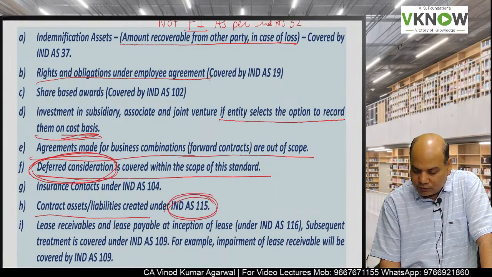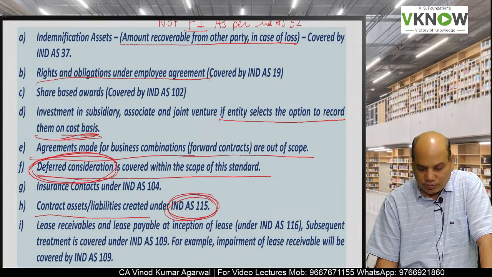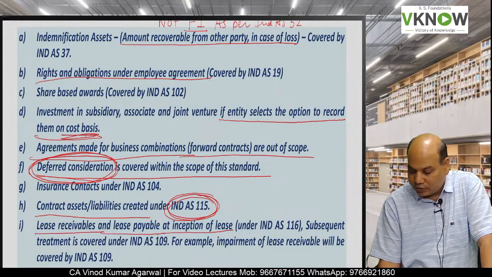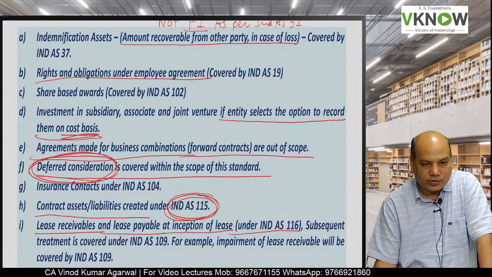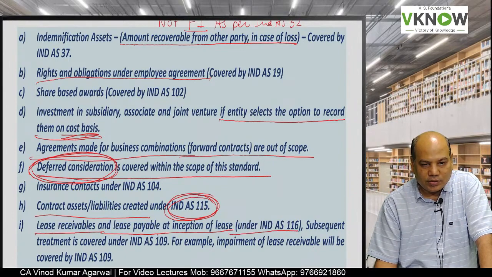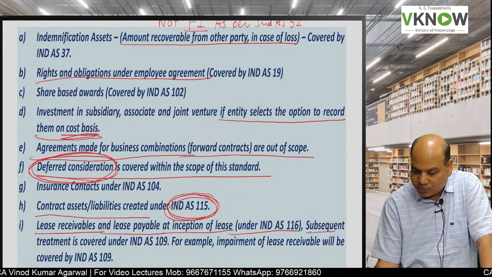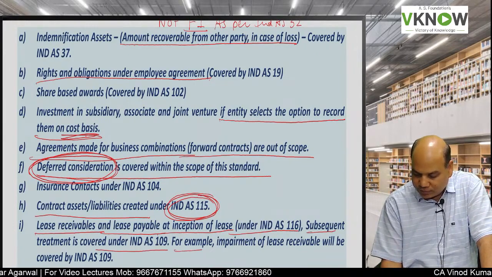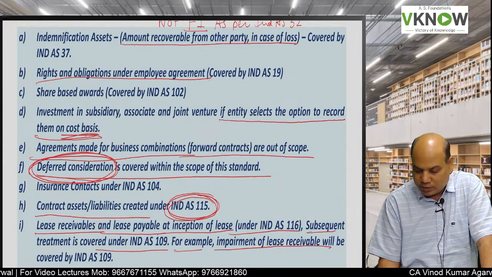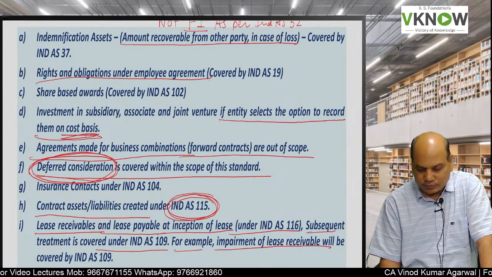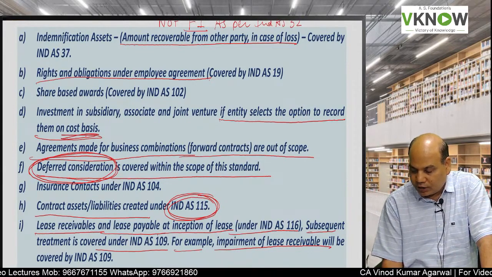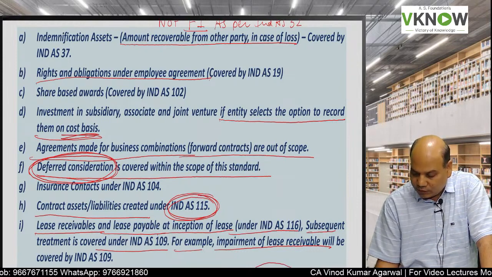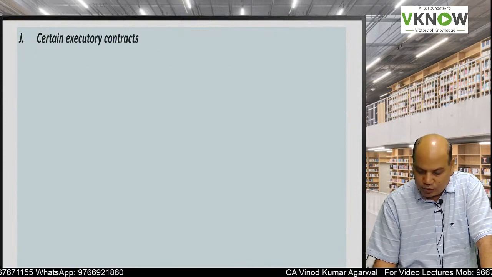So IND AS 115 also we had covered in our discussion. Then lease receivable and lease payable at the inception of the lease will be covered by IND AS 116. So accounting of leases initially will be covered by IND AS 116. What about subsequent treatment? Subsequent treatment will be covered by this standard. For example, impairment of lease will be covered by IND AS 109. Certain loans and financial guarantee contracts will be covered by IND AS 104.